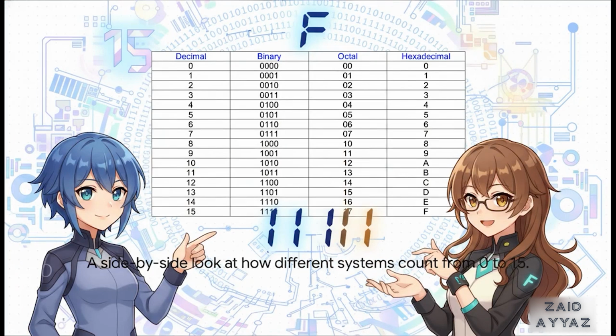This chart is awesome because it really shows you the difference. Just look at the number 15. In binary, it's this 4-digit string, 1, 1, 1, 1. Kind of clunky, right? But in hexadecimal, it's just the letter F. And that is exactly why programmers love hex. It's a super clean, compact way to represent these long, messy strings of binary.